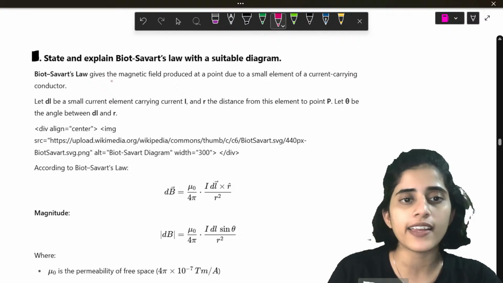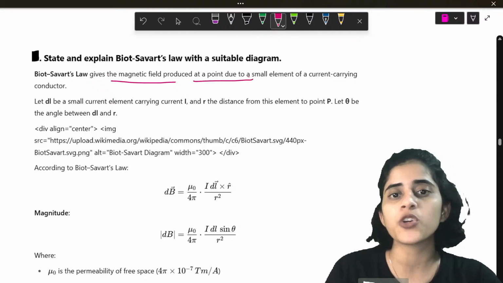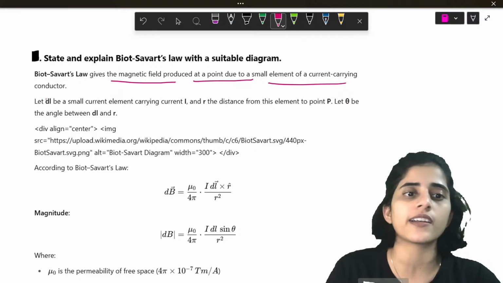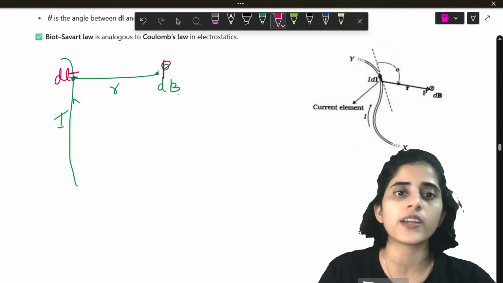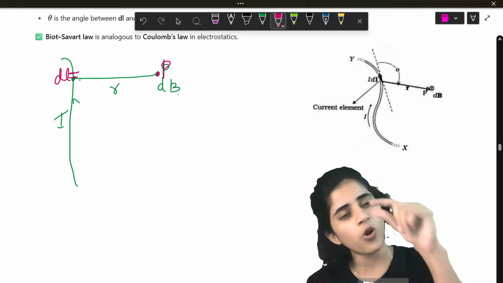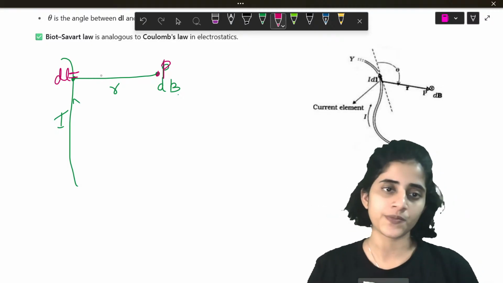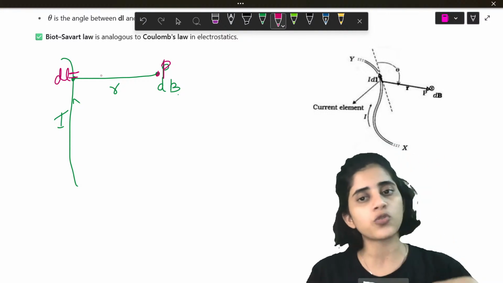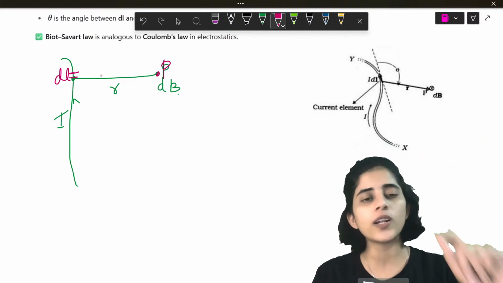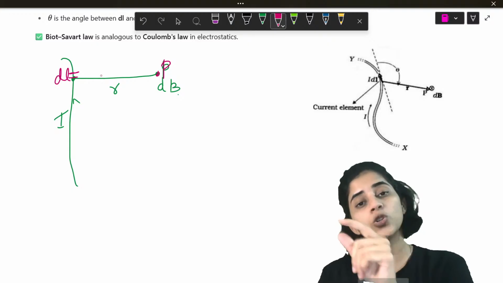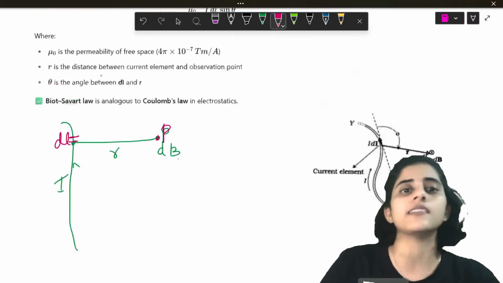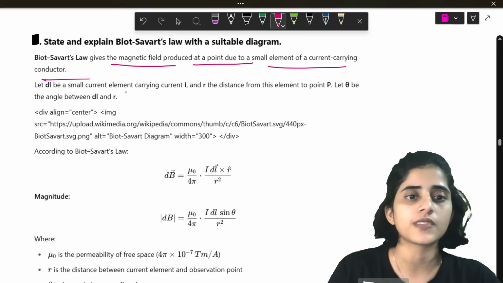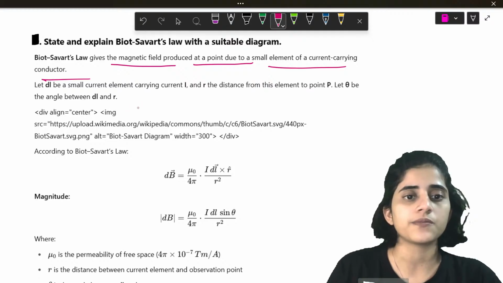So Biot-Savart's law gives you the magnetic field produced at a point due to a small current carrying conductor. As I said, you get the magnetic field at point P due to the small element dl. L is the total current carrying conductor, but you will get the magnetic field at a point P at a distance r because of a small element dl.